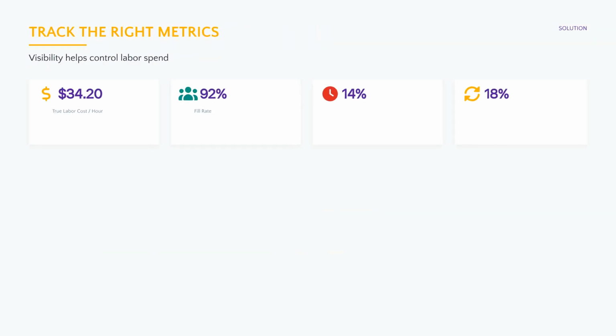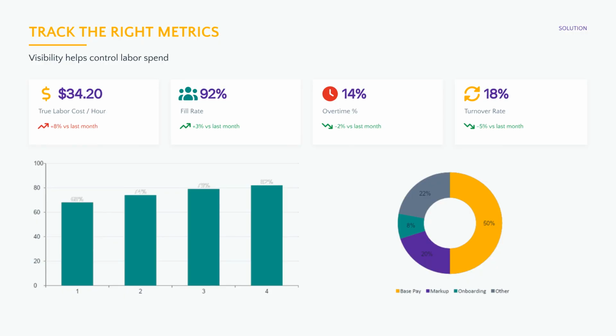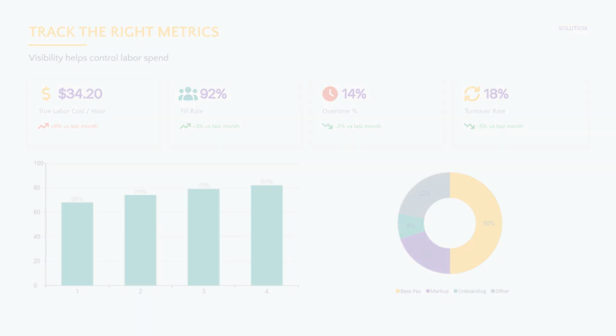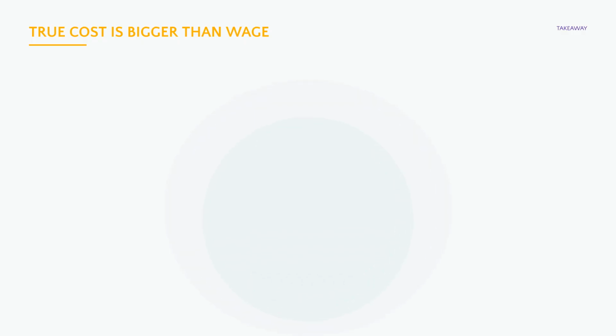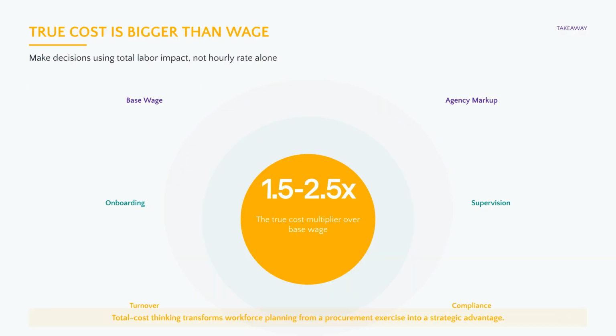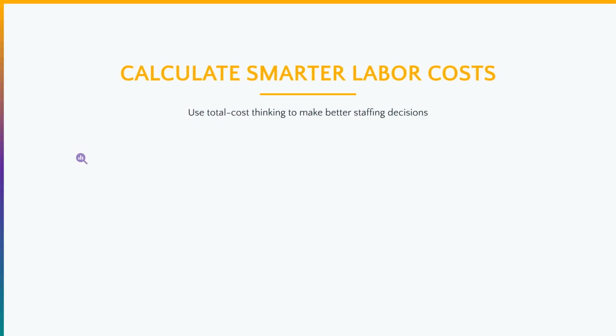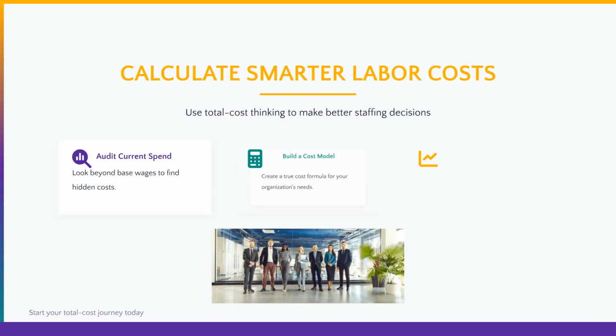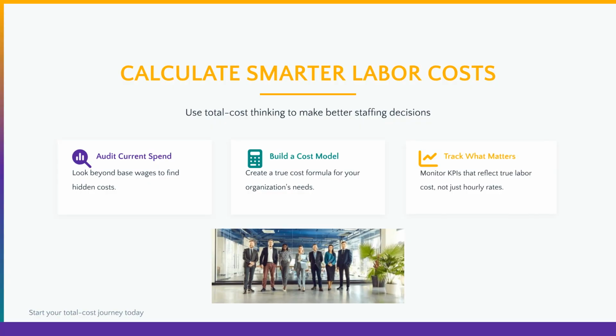To maintain control over labor spend, track key metrics beyond just the hourly rate. Monitor true labor cost per hour, fill rate, overtime percentage, and turnover rate to identify efficiency improvements. Remember, the true cost of a temporary worker is 1.5 to 2.5 times the base wage. Total cost thinking transforms workforce planning into a strategic advantage, moving beyond just the hourly rate. To start your total cost journey today, audit your current spend, build a comprehensive cost model, and consistently track the metrics that truly impact your labor costs.